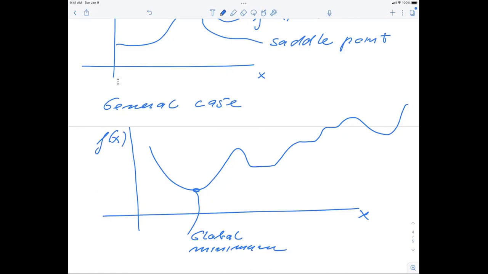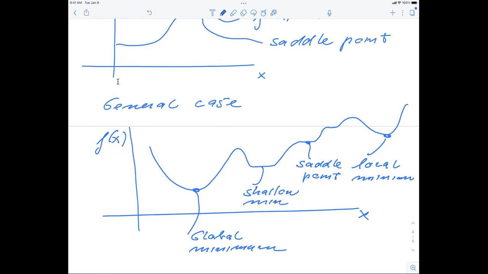We may have points like here, which would be a local minimum. We can have local minima which are shallow local minima. We would have points like here, which would be a saddle point. This would typically be an example of another minimum, which we would call a shallow minimum, and so on and so on. Ideally, we would like to reach the global minimum, but when we do the searching with the derivatives, we may be stuck in a point like this.